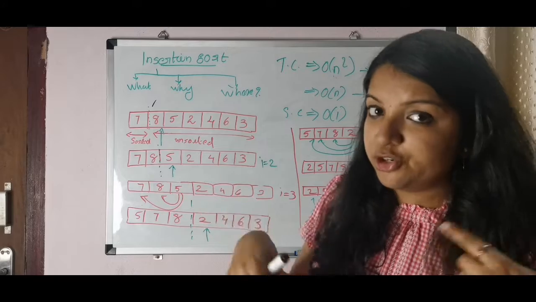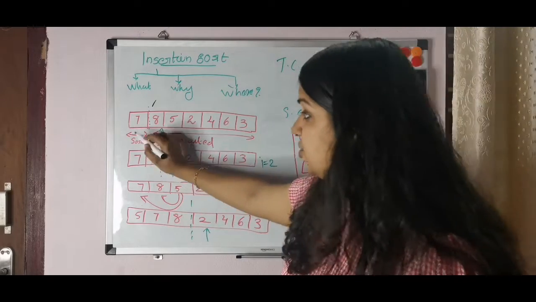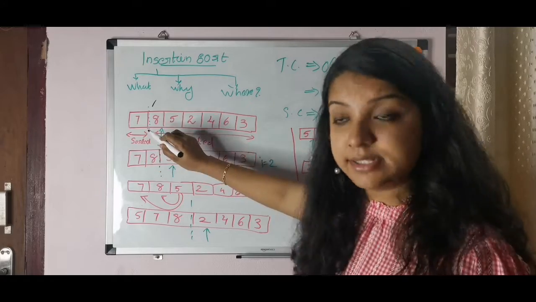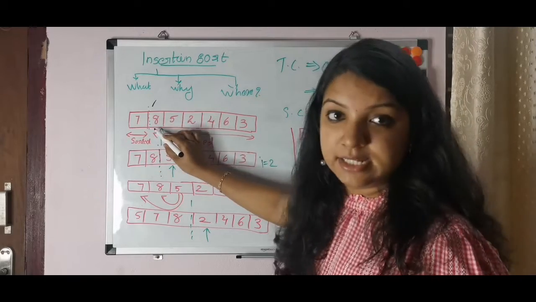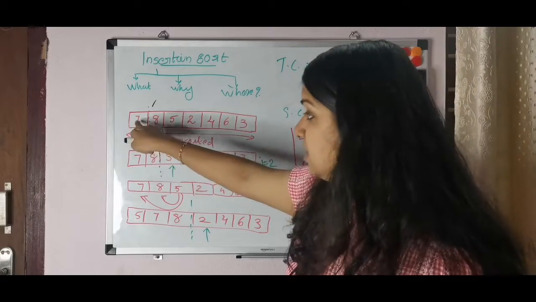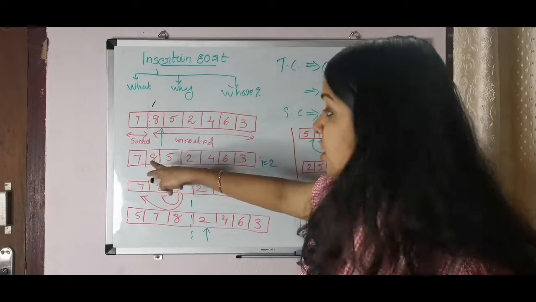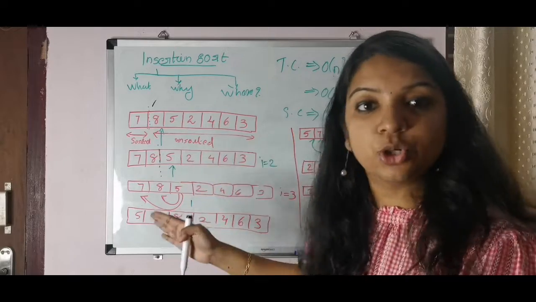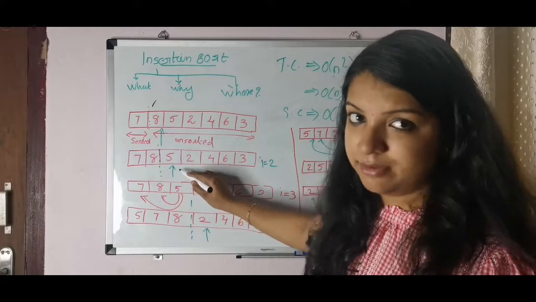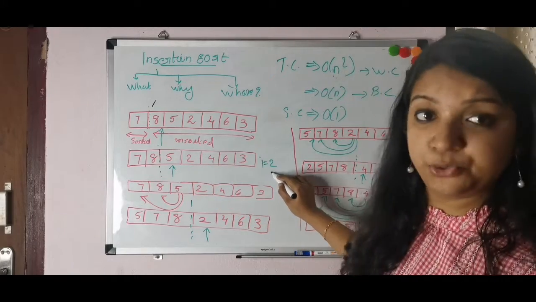Then from the next iteration onward, we will check the first element with the next element, to see which is greater. Then we extend the sorted part. For example, here 8 is greater than 7. So 7, 8 is the correct order, a sorted order. Then we move our pointer to 5. So this is iteration number 2.